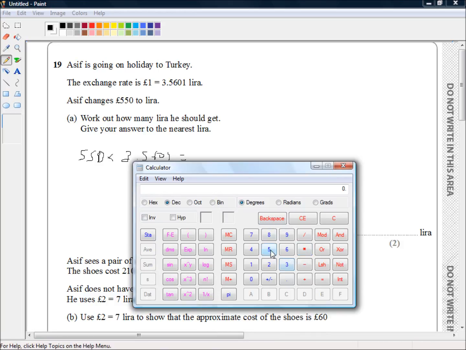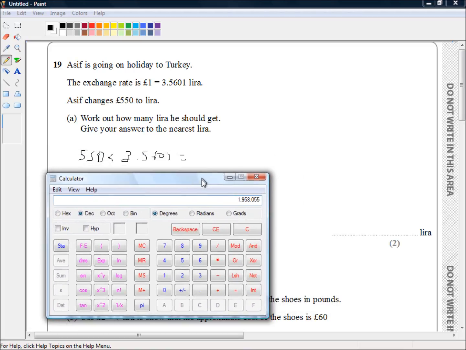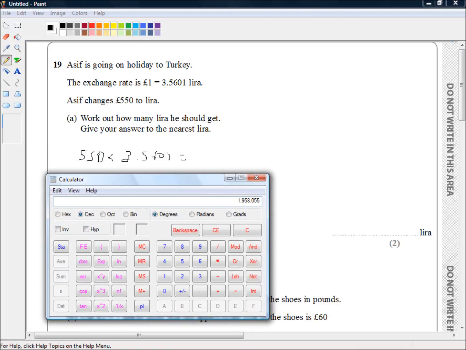So 550 times 3.5601 is equal to 1958.055 lira. Now it says give your answer to the nearest lira, so we're rounding. So this is 1,000 lira, 900 lira, 50 lira and 8 lira. So to the nearest lira is where the 8 is.